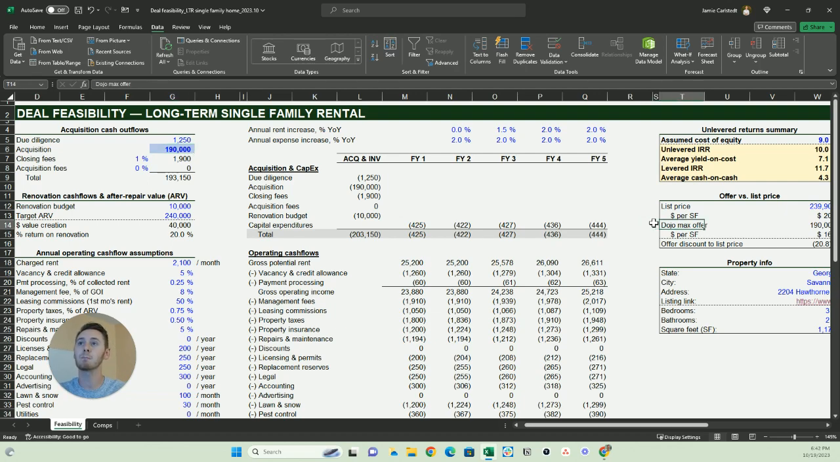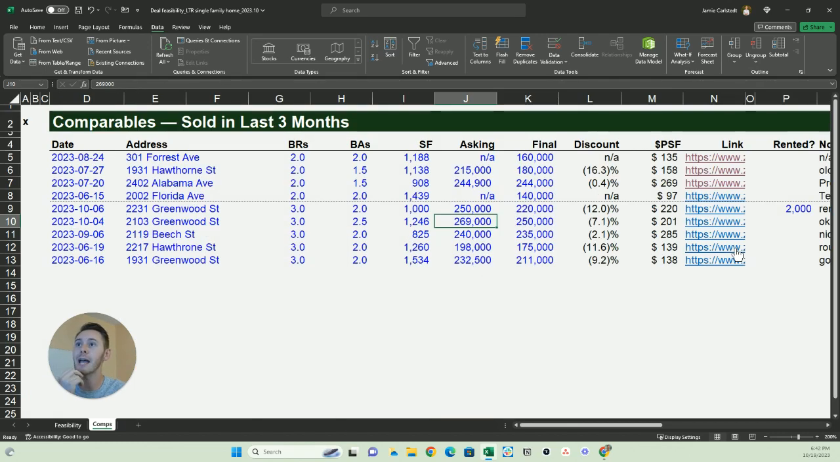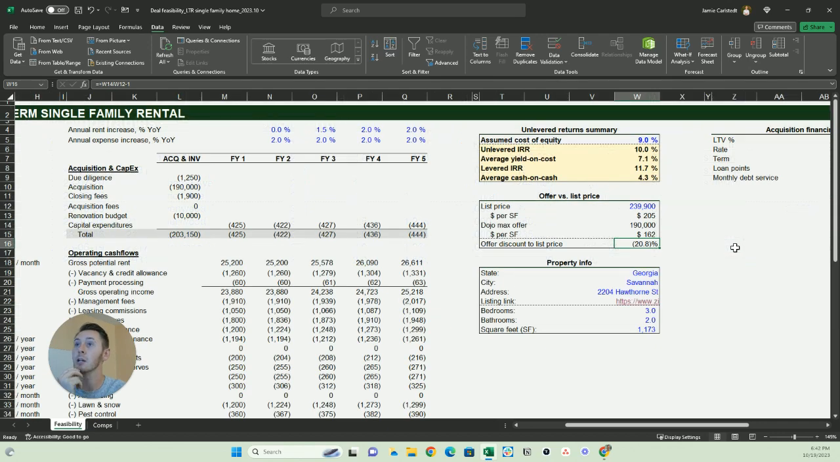Because now if we look at this property and we say, okay, it was listed for $240,000, or about $205 per square foot. Our maximum offer is $190,000, and we're implying a discount to list of about 21%. Well, has anyone even come close to that in the market? I can see here these people got 16%, 12%, 11%. Look, it might be a total shot in the dark, but why not take the shot? The worst thing they can do is say no.